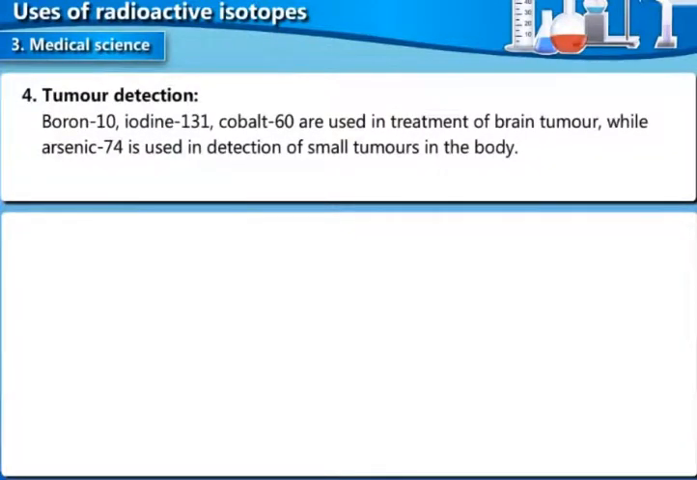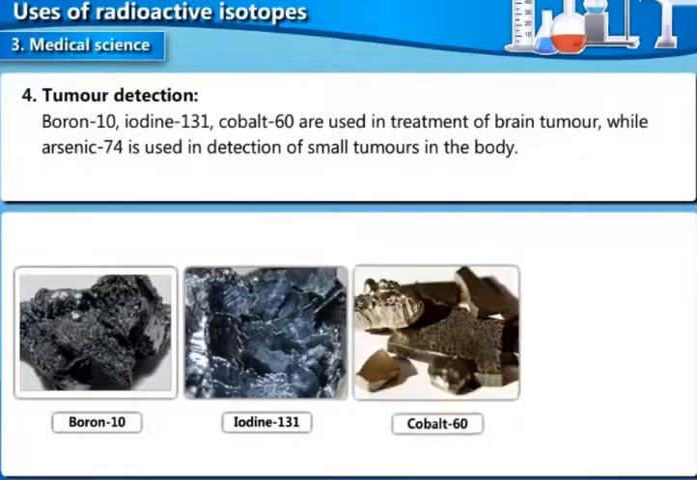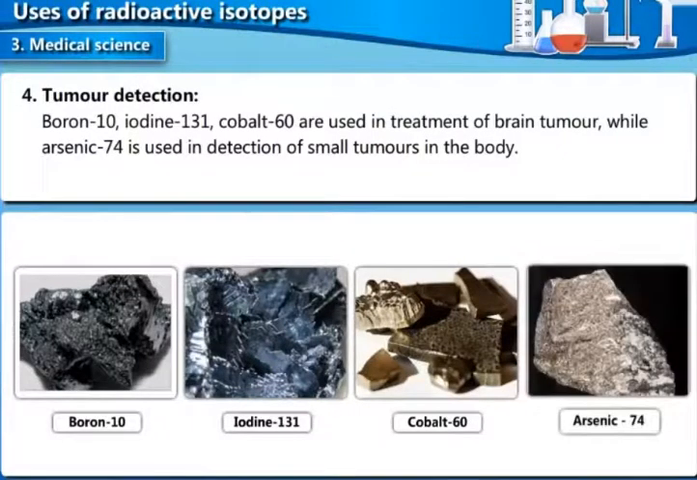4. Tumor detection. Boron 10, iodine 131, cobalt 60 are used in treatment of brain tumor, while arsenic 74 is used in detection of small tumors in the body.